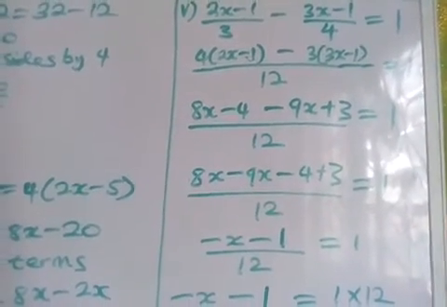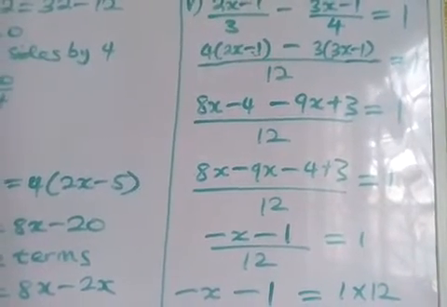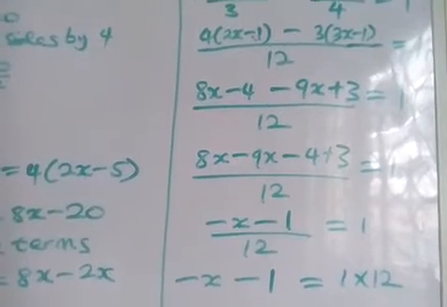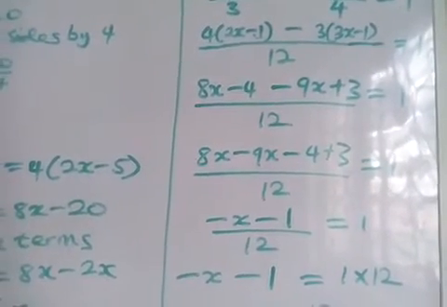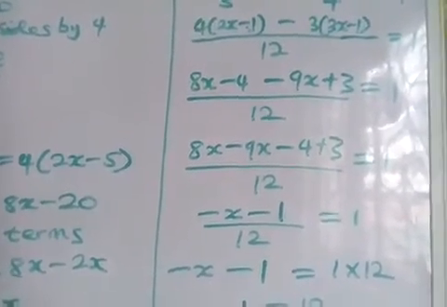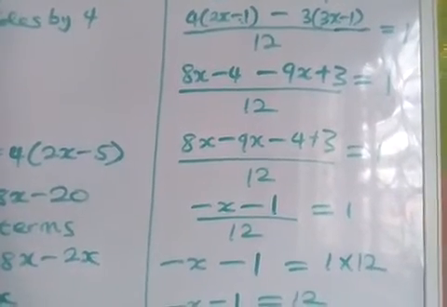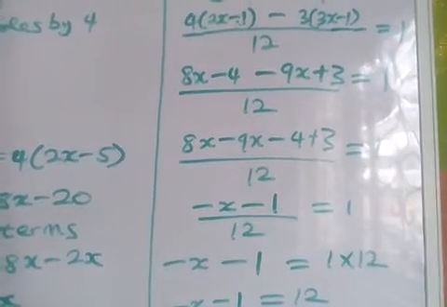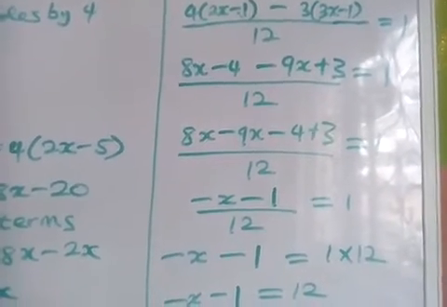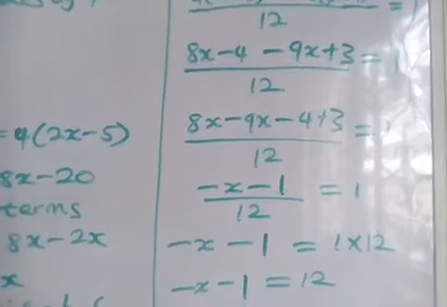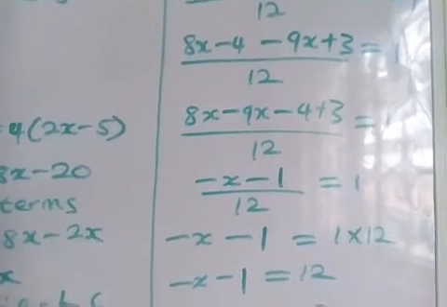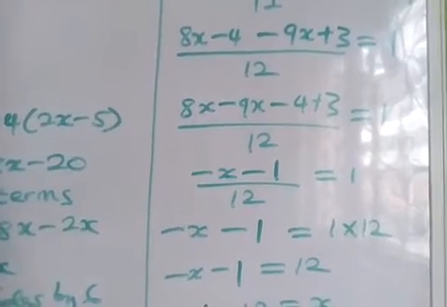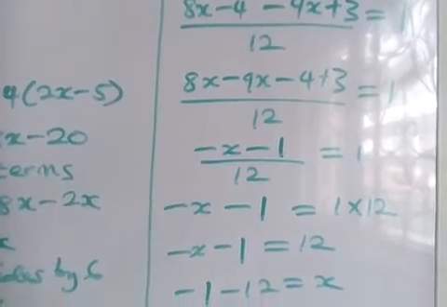Everything goes to 1. So when we open the bracket, 4 times 2x will give us 8x. 4 times minus 1 will give us minus 4. Minus 3 times 3x, that is minus 9x. Minus 3 times minus 1, that will give us plus 3. You have to be very careful here. And the next thing, we rearrange 8x minus 9x minus 4 plus 3 all over 12 equals to 1. I didn't do anything there other than rearranging. So next one, 8x minus 9x will give us minus x. Minus 4 plus 3 will give us minus 1, all over 12 equals to 1.